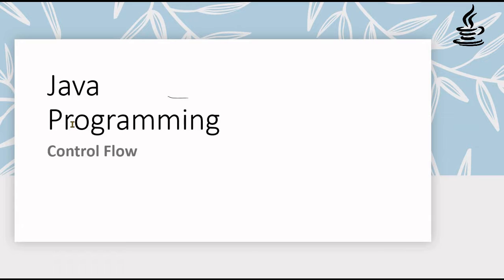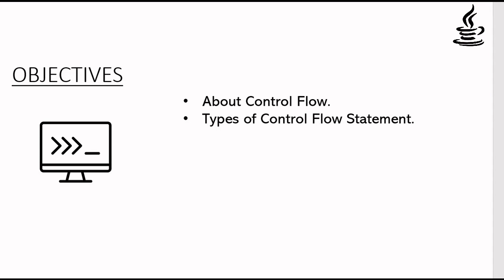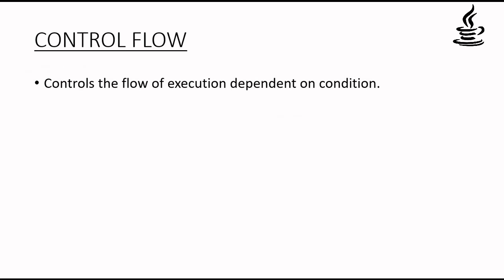In this session we will see what we mean by control flow in the Java programming language. So let's look at the objectives of our session. We will start by understanding what we mean by control flow, and afterward we will see the different types of control flow statements in Java. So what do we mean by control flow?